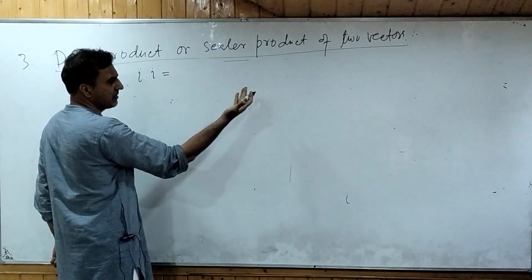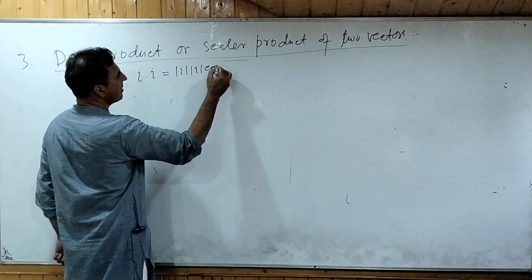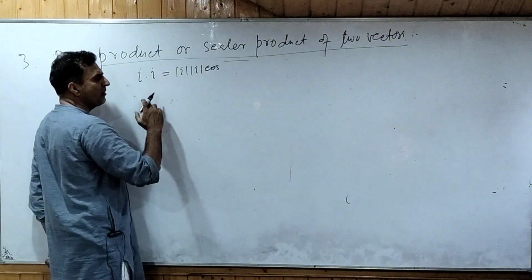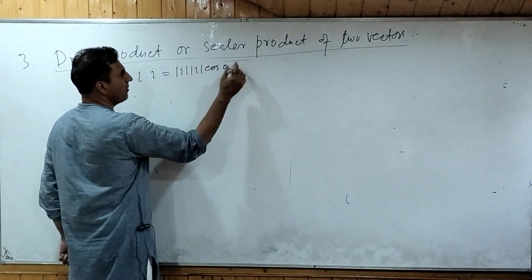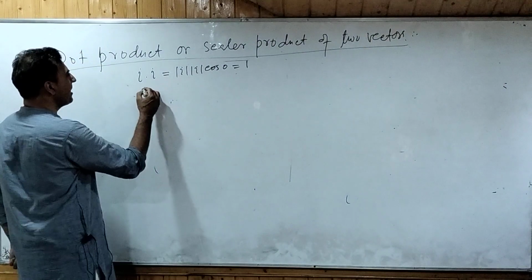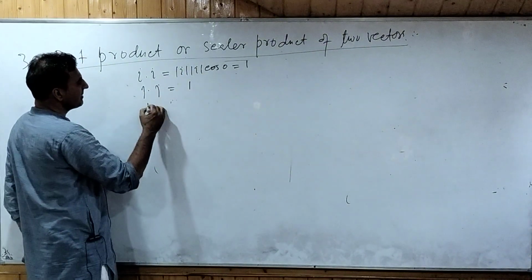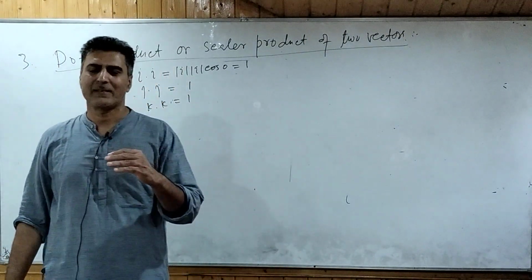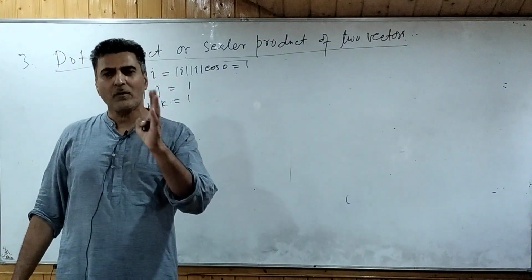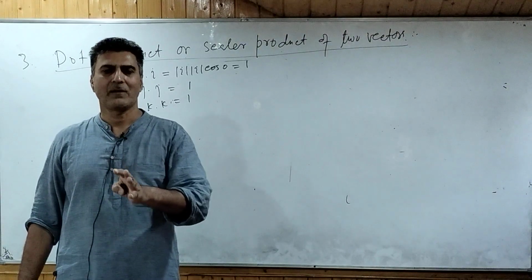A dot B is AB cos theta. So what is I dot I? That is magnitude I, magnitude I, cos of 0, because what is the angle between I and I? These are two unit vectors in the same direction, so the angle is 0 and the result is 1. What is J dot J? Same as 1 by the same argument. What is K dot K? That is also 1.